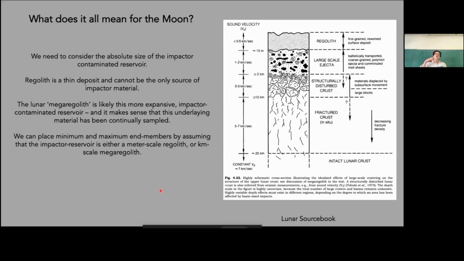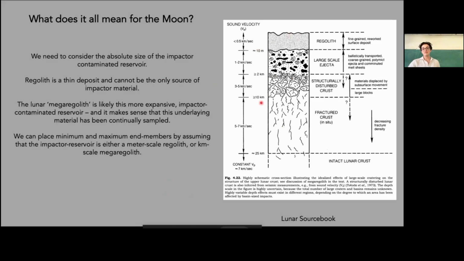So now I want to put this all in context for what it means for the moon. The motivation for this story was to look at both the Earth and the moon because they share impactor fluxes. But in terms of taking the story and trying to do the calculation for how much, say, water we bring to the moon from this process, we need to consider the size of that impactor contaminated reservoir. So let's go back to our cross-sectional idea of how thick the moon's impacted material looks. And really what I want to convey here is that the regolith is a very thin deposit, and it can't be the only reservoir of impactor material because there's way more HSEs in the moon than can be explained by just this meter scale deposit.